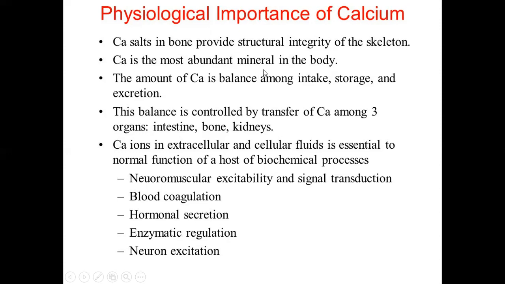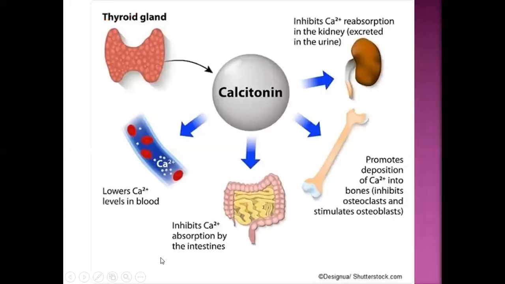This is the most abundant mineral in the body. It balances intake, storage and excretion. This balance is controlled by the transfer of calcium among the organs: intestine, bone, and kidneys. Calcium in extracellular and cellular fluid is essential for the normal function of a host of biochemical processes: neuromuscular excitability, signal transduction, blood coagulation, hormonal secretion, enzymatic regulation, and neuron excitation. All these functions need calcium.